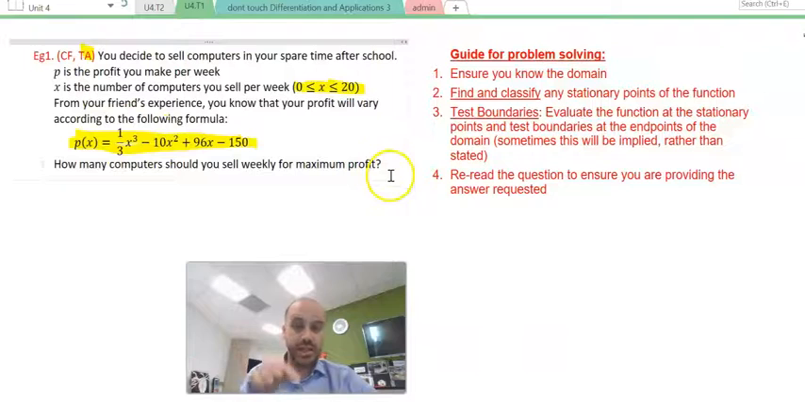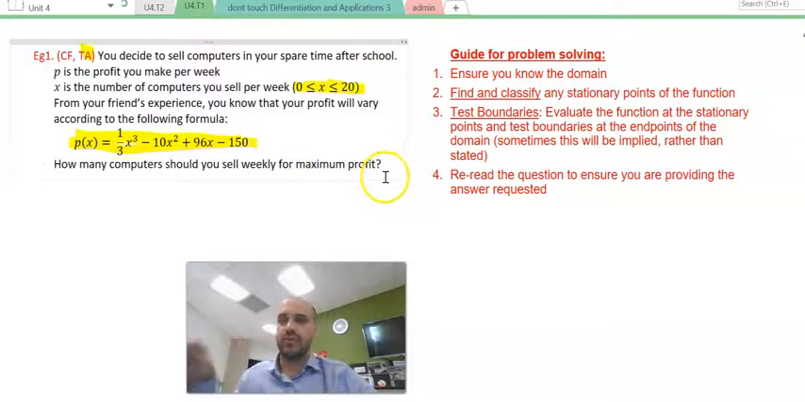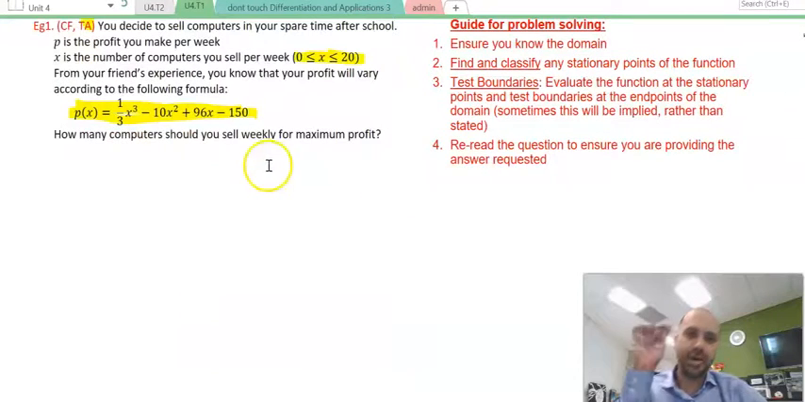It is really important when you do these questions that you check what the question is asking. Is it asking me to find the x value where the absolute maximum is, or is it asking me to find the y value where the absolute maximum is? Now we are really lucky here because this was a tech active question.